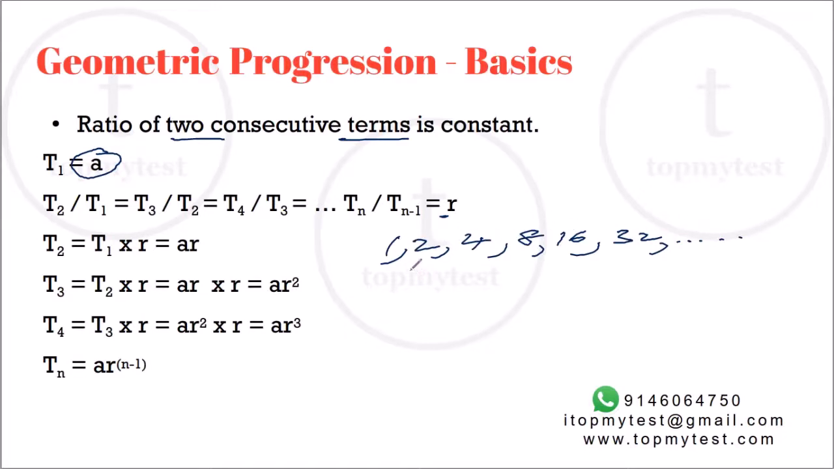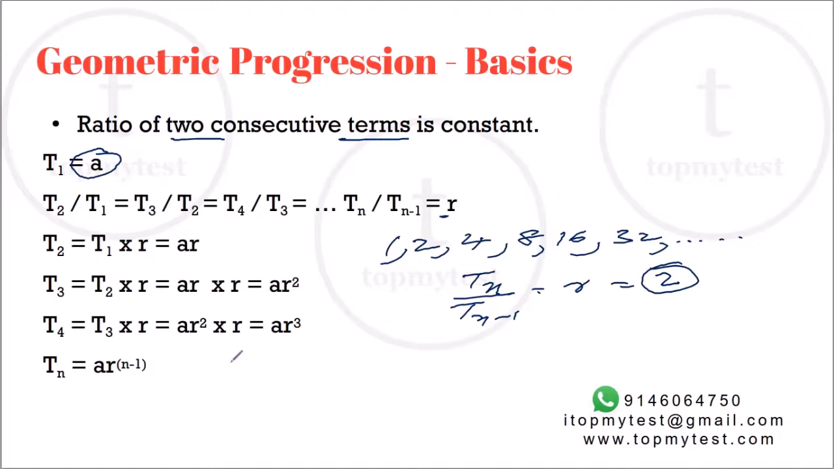So the common ratio will be T2 by T1, which is the same as T3 by T2, which is the same as T4 by T3, and so on. So Tn divided by Tn minus 1 will be r. In this case, it is 2. Just like with arithmetic progression, you can propagate the series. The second term, you have to multiply the common ratio once. Third term, you have to multiply the common ratio twice. And the nth term, you have to multiply the common ratio n minus 1 times.